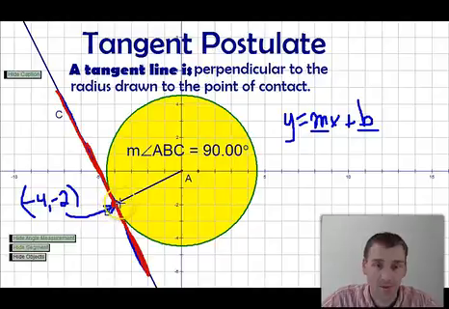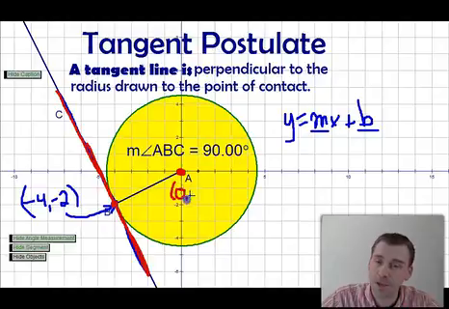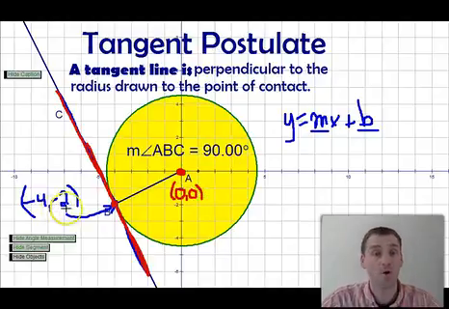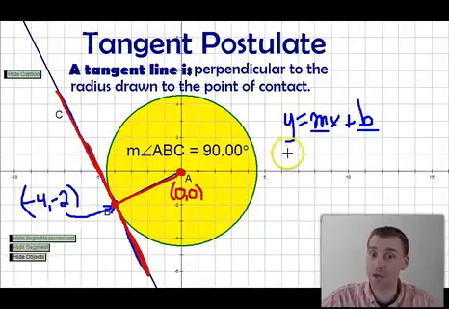But if I look at the radius, I do have the origin, that's (0, 0), and I do have the other point given to me out there of (-4, -2). So, let's find the slope of this radius, shall we?